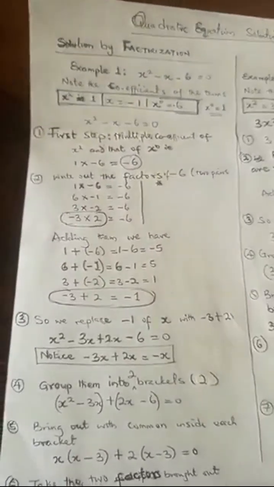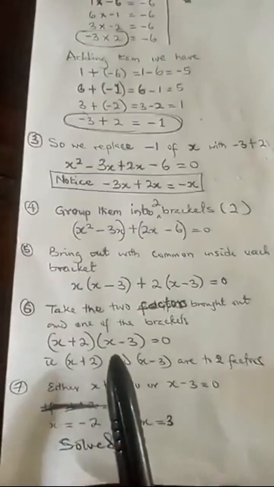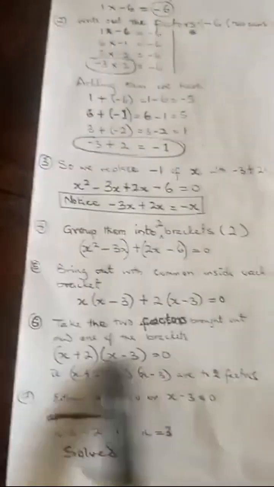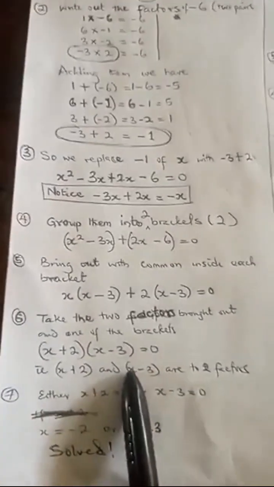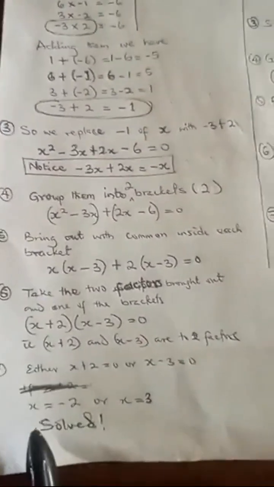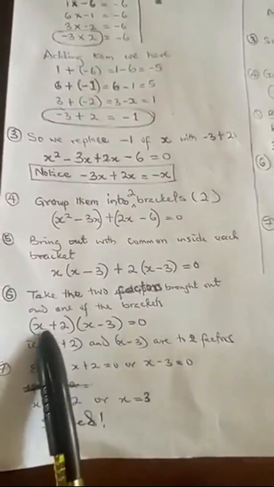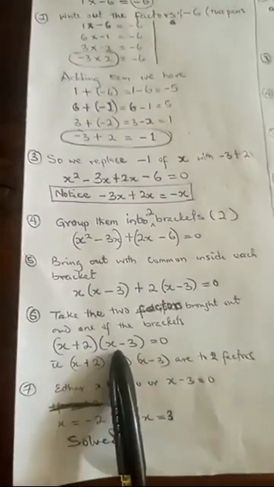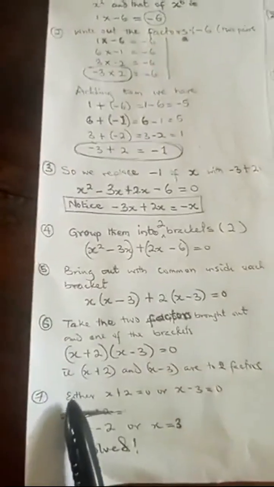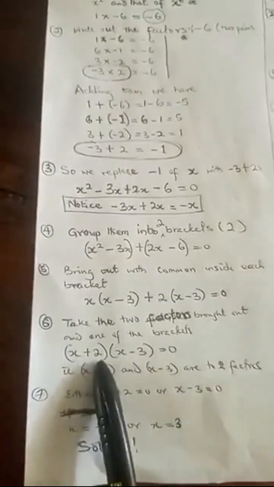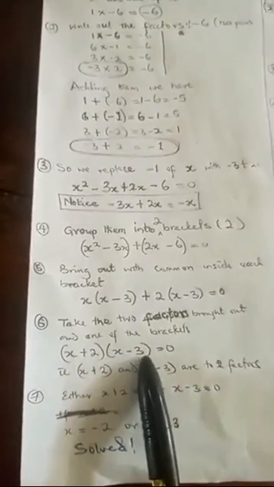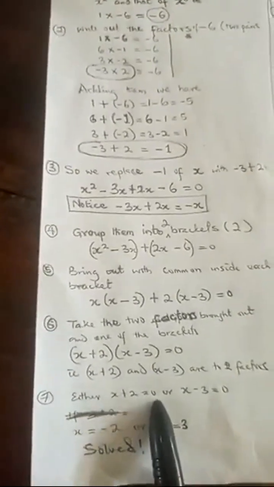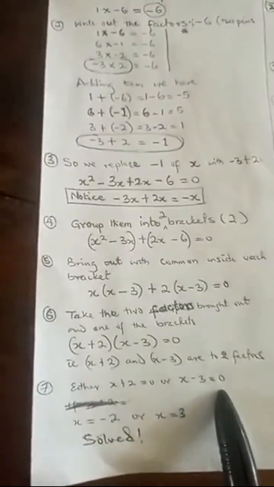Now, because I'm solving a quadratic equation, I'm not just factorizing it. If I stop here, I'll have finished factorization of the quadratic equation. But to proceed in solving it, to get the value of x, I have noted that x plus 2 multiplying x minus 3 is equal to 0. If 2 things are multiplying to give 0, one of them must be 0. That is to say, it's either x plus 2 is equal to 0 or x minus 3 is equal to 0.